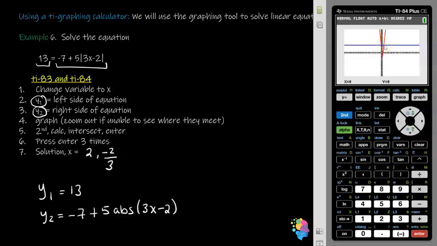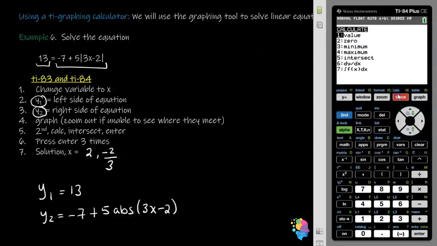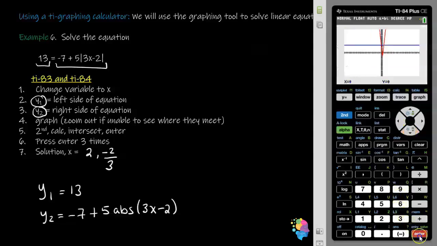I hope that you can see my calculator. So because they intersect at 2 different places, we're going to have to do this step 5 twice. The first time to find the left and then to find the right. So we do the following. We do second, calculate is up here in blue, and then we're going to intersect. So that's number 5. Press enter. Now, you see where this is blinking? It's blinking on the left side. So we're going to press enter 1, 2, 3 times.